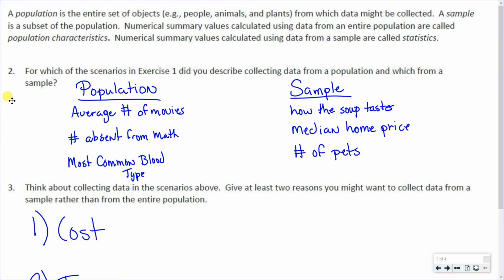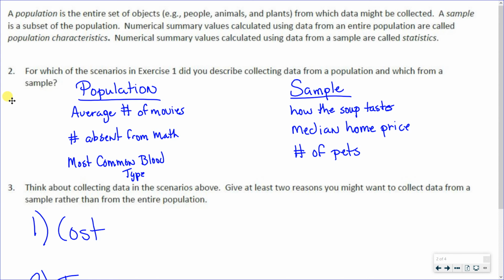Now, sample questions are more precise, like how's the soup taste? Okay, that's a precise question. We're only taking a small sample of the whole pot of soup. We're not eating the whole soup. All right, the median home price. We're looking at one price to represent every price of houses in the town. That's a sample, when you're using only a small set to represent a larger population.